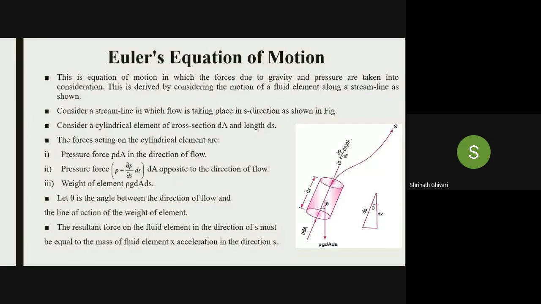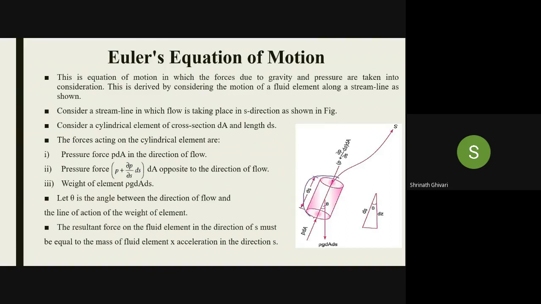So consider a cylindrical element of cross section dA and length ds. So this is a cylindrical element which has a cross section of dA. Cross section means this area, whatever is there, this area is dA, and this is the length of the cylinder, length ds.